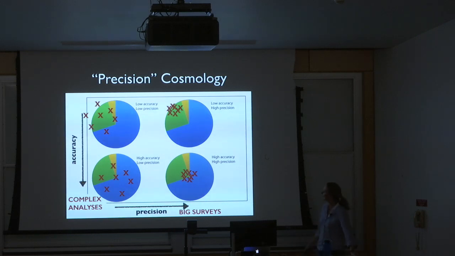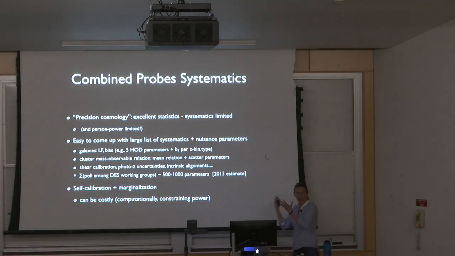But generally, we can say that accuracy comes at the cost of complex analyses and more astrophysics. So briefly, precision cosmology means excellent statistics and systematics limited, which really means that we are person power and creativity limited.